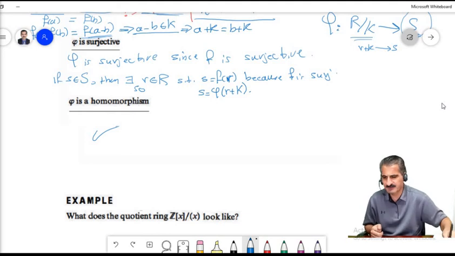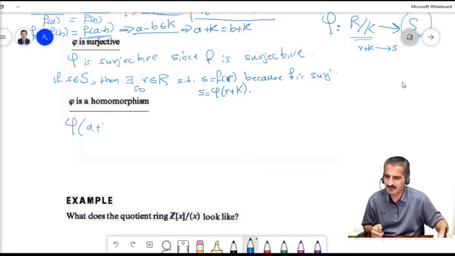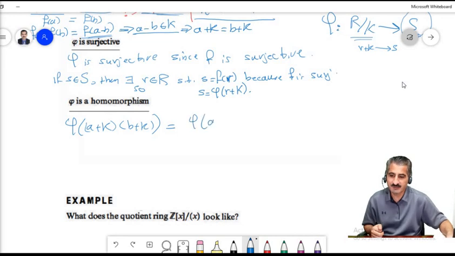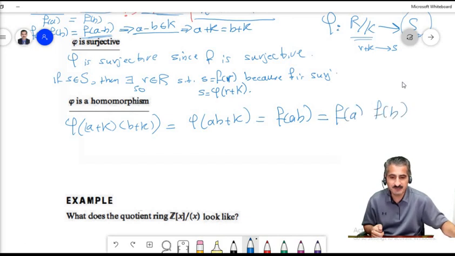And now phi is a homomorphism, and we have just shown that previously. Let's work it out. So that means phi of ab plus K, right? By definition of phi, this is f of ab, correct? But f is a homomorphism, so this is f of a times f of b, correct? But f of a is phi of a plus K, and f of b is phi of b plus K.